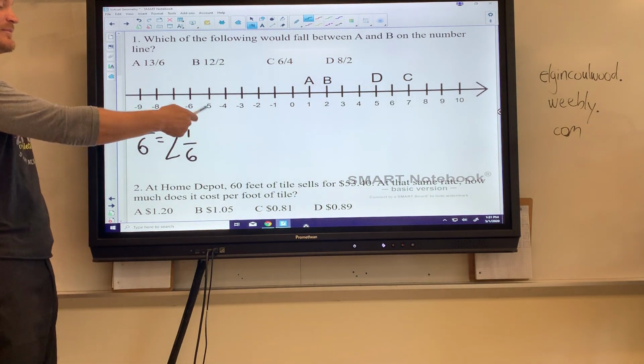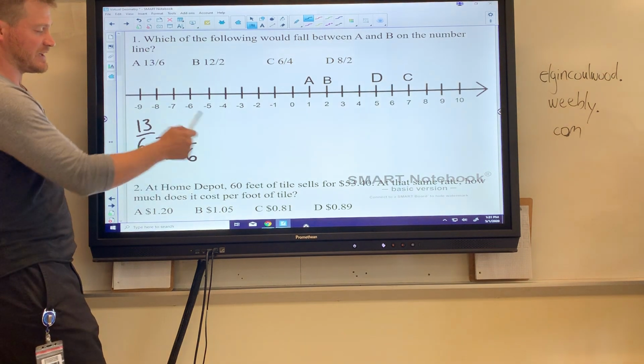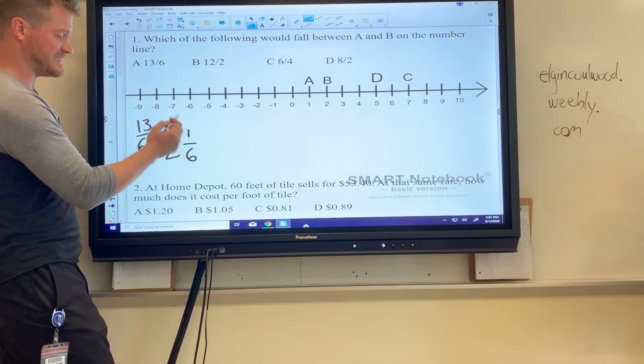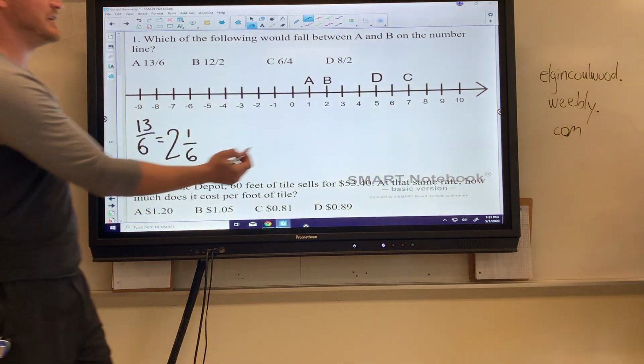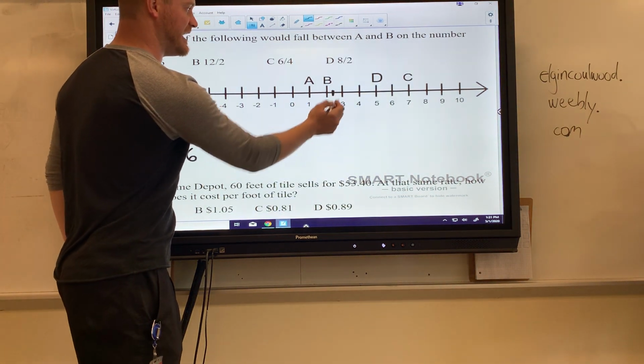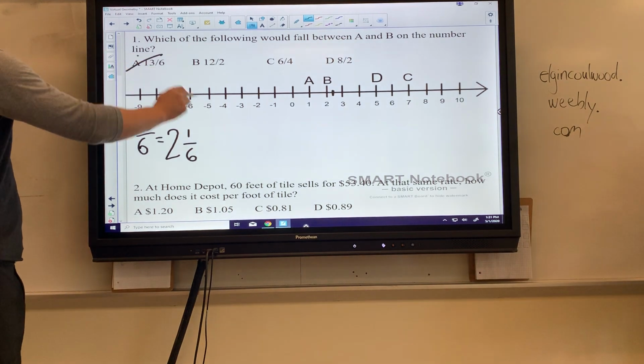So we can check our work by working backwards. Remember, we work in like a clockwise manner. 6 times 2 plus 1 is 13, and the 6 is the same. So 2 1/6 would actually be just outside A and B, so that's a little too much.